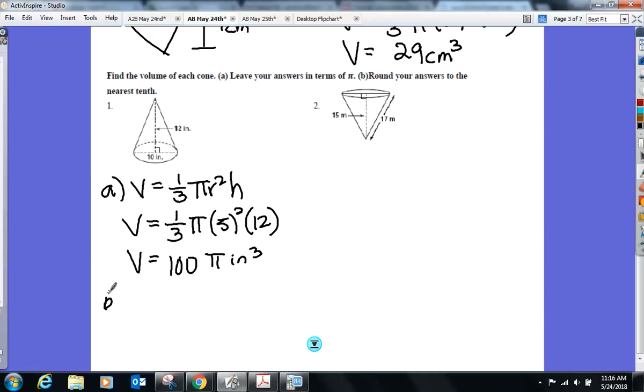Now part B is, okay, now take 100 pi and let me know what it is to the nearest tenth. 314.2 cubic inches. Yep. All right, I'll pause this right now. Go ahead and try out number 2 on your own in terms of pi and nearest tenth.